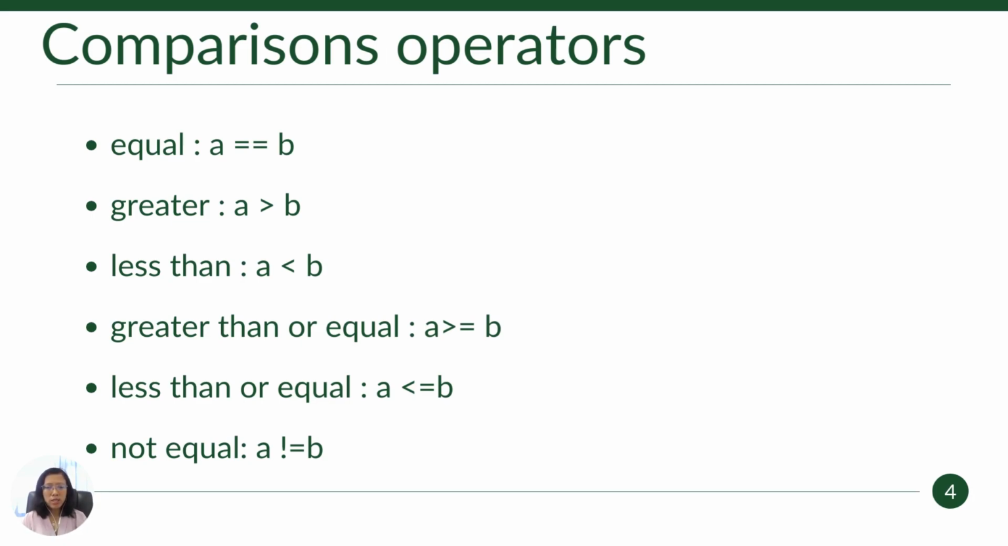Before we start writing the condition, let's look at some of the comparison operators. The only difference from our daily mathematics to programming is that for equal, we usually use a double equal sign, instead of only one. Apart from that, the rest are all the same. For not equal, here we use exclamation equal. In some other programming languages we might use the tilde and equal. Apart from that, the rest are all the same.